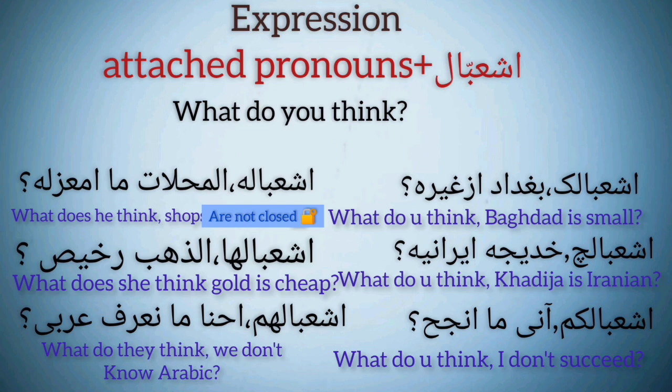إيش عبالها الذهب رخيص. What does she think? Gold is cheap. إيش عبالها. ها refers to the pronoun she. الذهب means gold, and رخيص means cheap. إيش عبالها الذهب, the gold. رخيص is cheap.